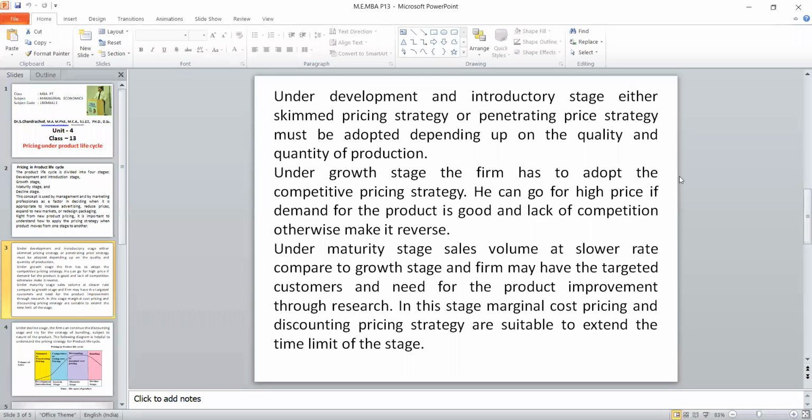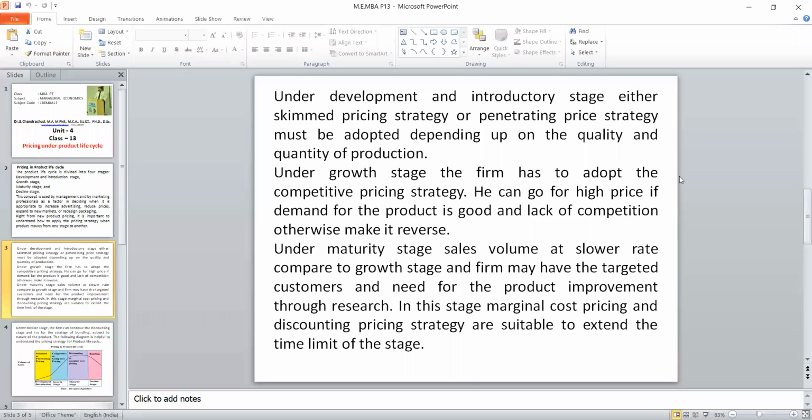So here, the pricing strategy will be marginal cost pricing and to some extent the discounting price strategy. Discounting price strategy means giving some discount, 5%, 10% or 20%. Marginal cost pricing means what is the additional cost incurred for producing a new product. Based on that, we can fix the price.